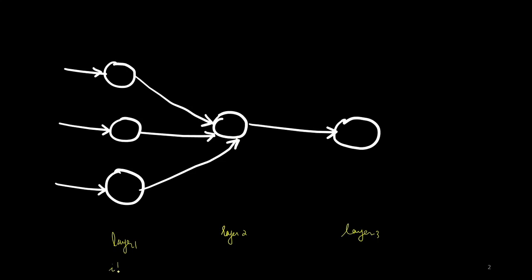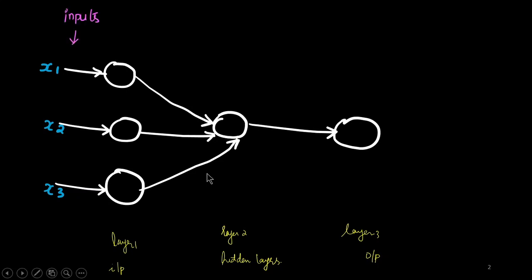We call this an input layer, and this an output layer, and in between the input layer and output layer we can have multiple layers, which are commonly called hidden layers. The inputs to the neural network will be given to these nodes. Let us call them x1, x2, x3. So assume we have three inputs, and they will be given here.